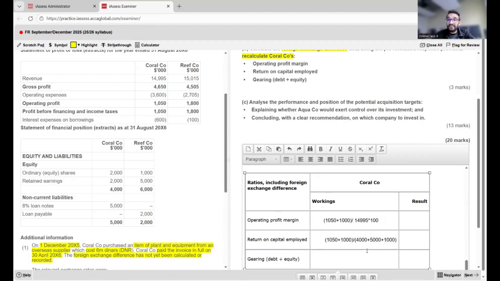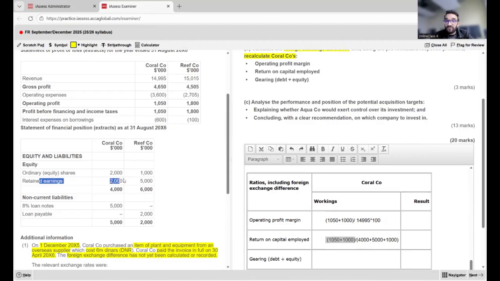Sir, why have you added this in capital employed? Because this 1,000 profit is not only affecting operating profit. It will be part of profit for the year. Eventually, it will increase the profit for the year. And when your profits increase, definitely your retained earnings are going to increase. And where your retained earnings increase, your overall capital employed is going to increase.